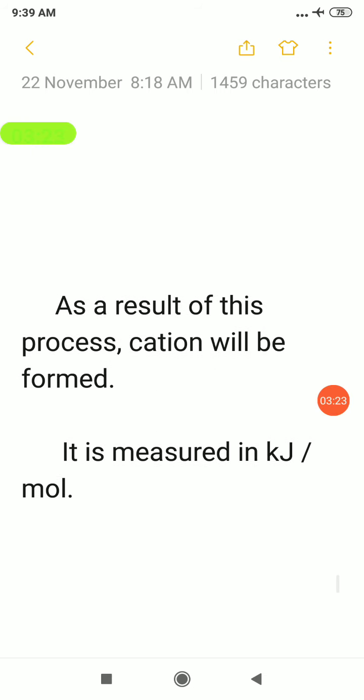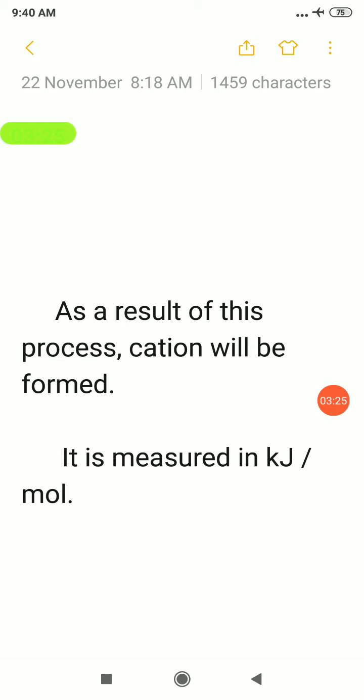Now as a result of this ionization, since we are removing an electron, the neutral atom is converted into a cation. The neutral atom என்னதா மாறுது? கேட்டையானா மாறுது. As a result of this process, a cation will be formed, and this ionization enthalpy has the unit of kilojoule per mole. இந்த யூனிட்ல மெஷர் பண்றாங்க. It can be measured in the unit of kilojoule per mole. So with this the introductory part or the definition is over.